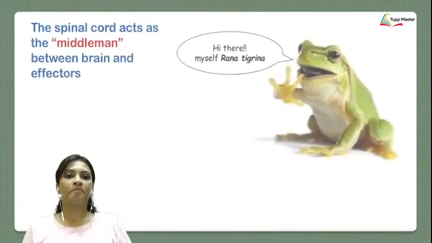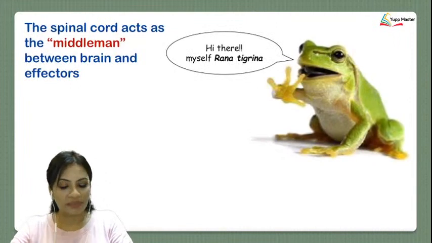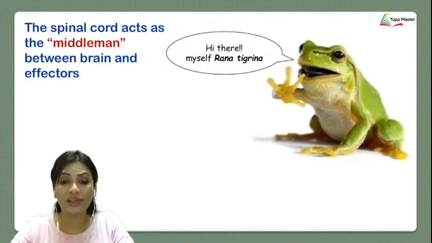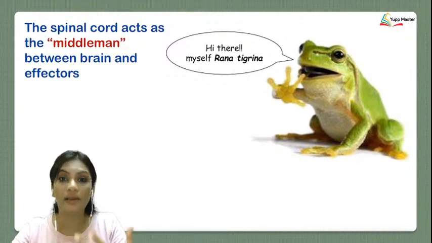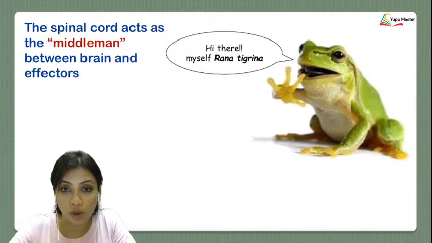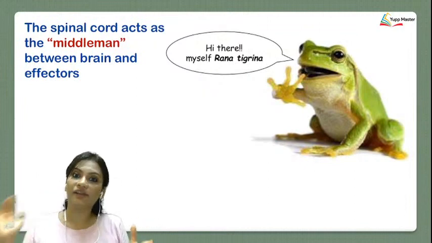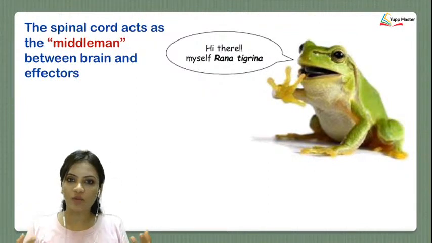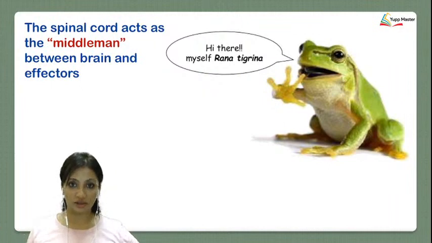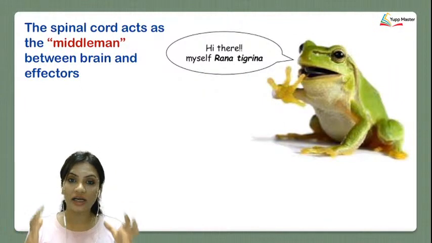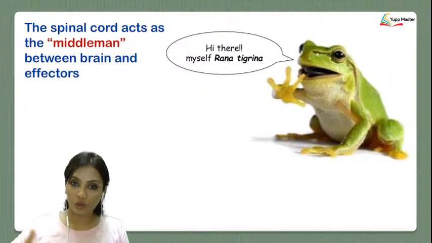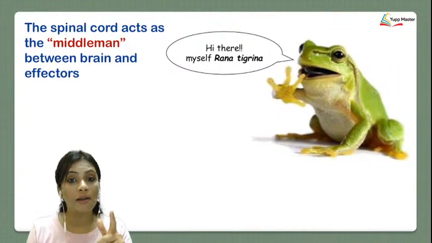Is this clear? Yes, the neural canal is that hole present in the vertebrae which allows the spinal cord to pass through it. Okay. Now, we see here that the spinal cord is going to be acting as a middleman. Middleman between what? The spinal cord acts as a middleman between the brain and the effectors. Whenever a signal wants to go from the brain to the effectors, it has to go via the spinal cord. So from brain to effector through the spinal cord, that's why it's called the middleman.